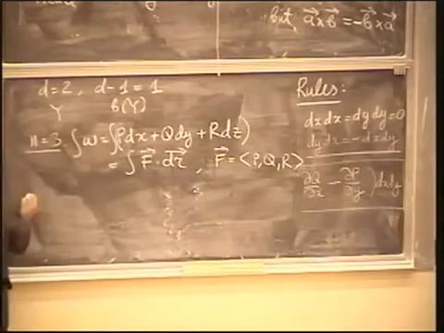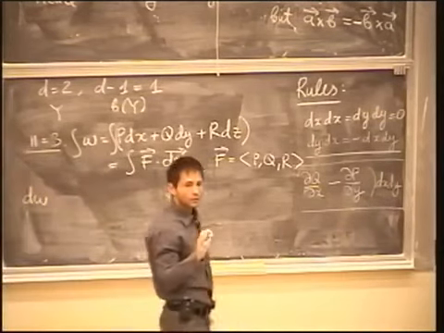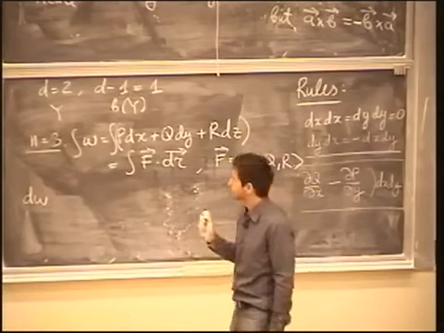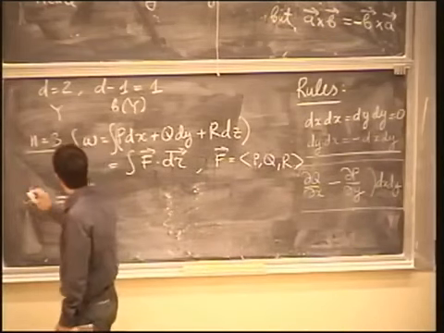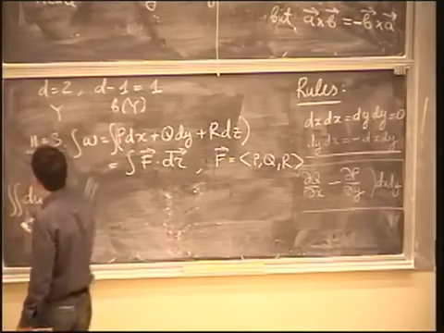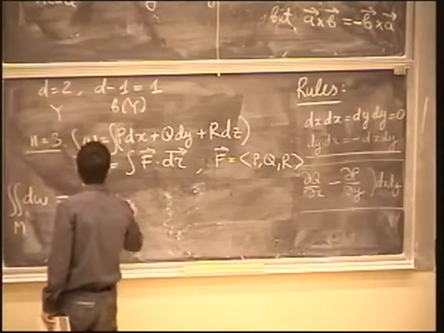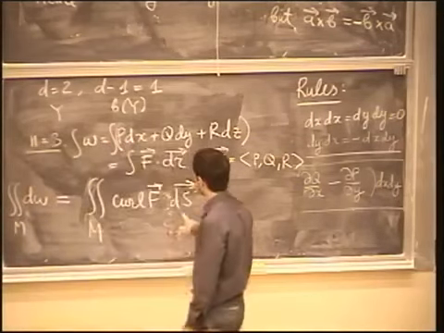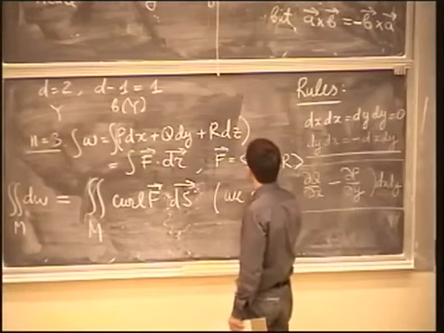What about d omega? We calculated d omega last time. Remember, it was a long and excruciating calculation, but it gave us precisely the curl. So d omega is actually going to be precisely the curl. Well, the double integral of d omega is precisely the double integral of curl. This is what we did last time.